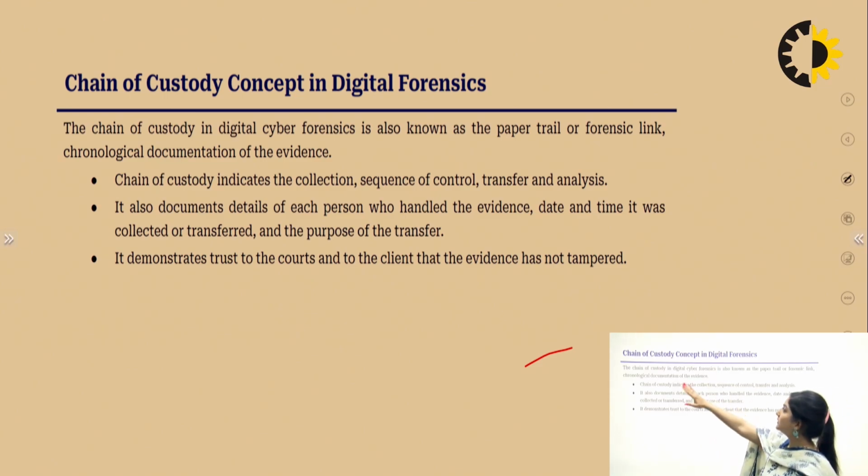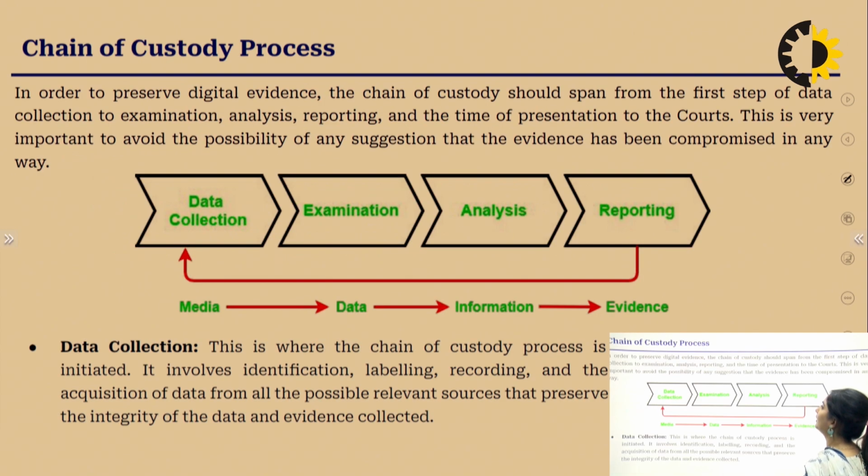So the chain of custody in digital cyber forensics is also known as the paper trail or forensic link, chronological documentation of the evidence. Chain of custody indicates the collection, sequence of control, transfer, and analysis. It also documents details of each person who handled the evidence, the date and time it was collected, transferred, and the purpose of the transfer. It demonstrates trust to the courts and to the client that the evidence is not tampered with.